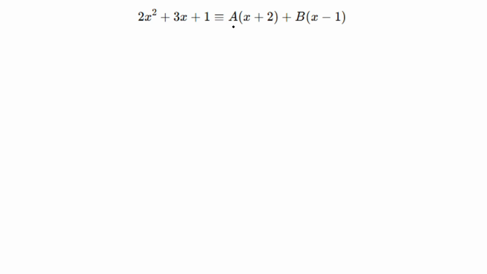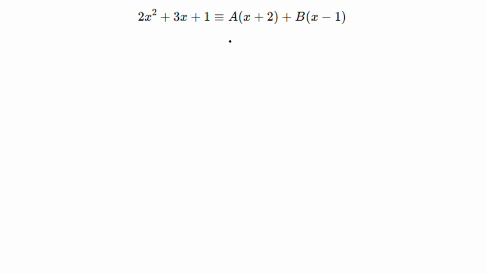What you do is that you focus on this side, you expand it fully, you group like terms, and then you compare the coefficient of each term with its corresponding component on the other side. Let's do it. So we are going to focus on the left hand side, and expand it.